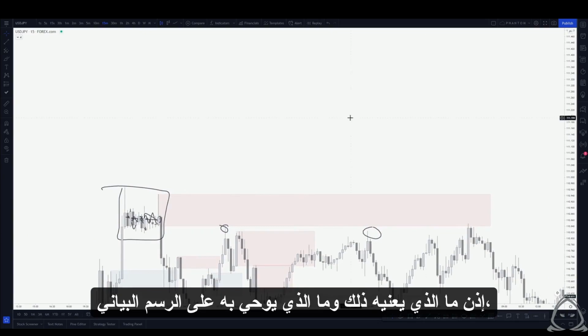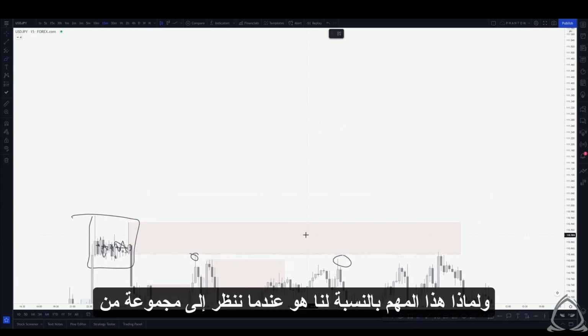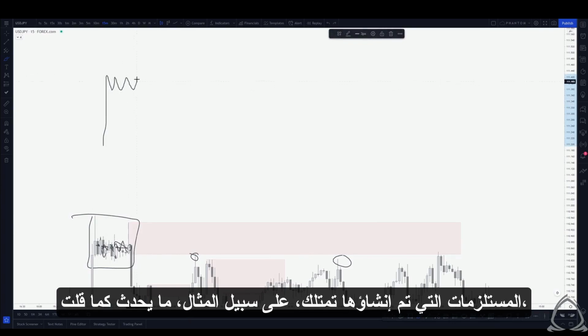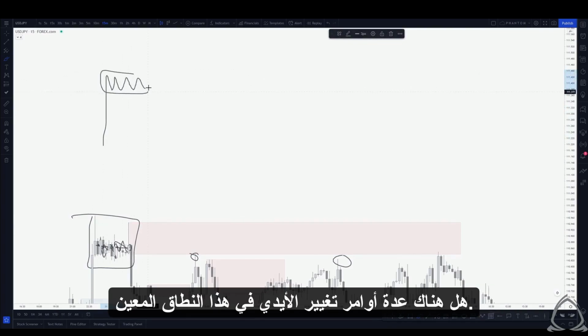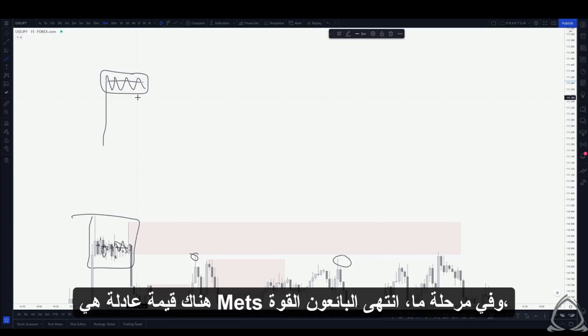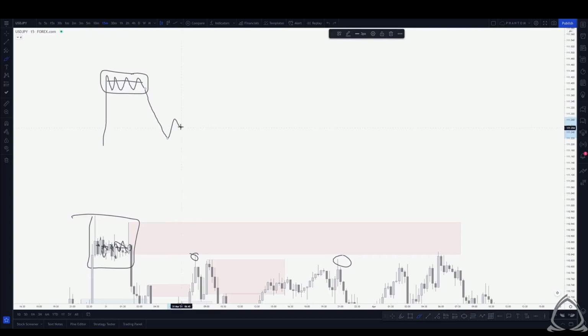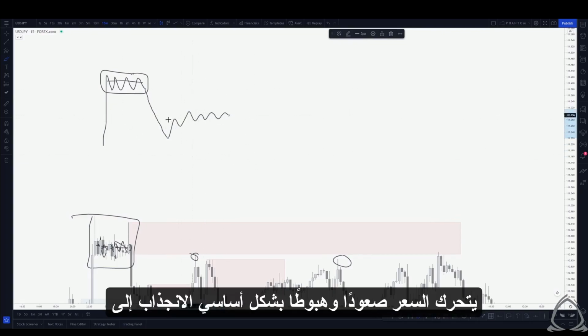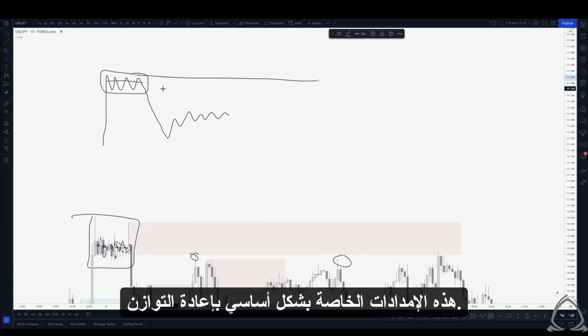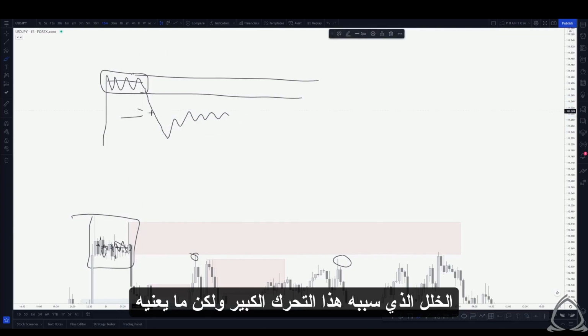So what that means and what that's suggesting on a chart and why this is important to us is when we're looking at a range created supply zone, for instance, what's happening, as I said, is there are multiple orders changing hands in this particular range. There's fair value being met, and at some point the sellers overpower and price is moved heavily to the downside. And then at some stage price will move up and down, basically gravitating back to this supply zone, basically rebalancing the imbalance that was caused by this large move.